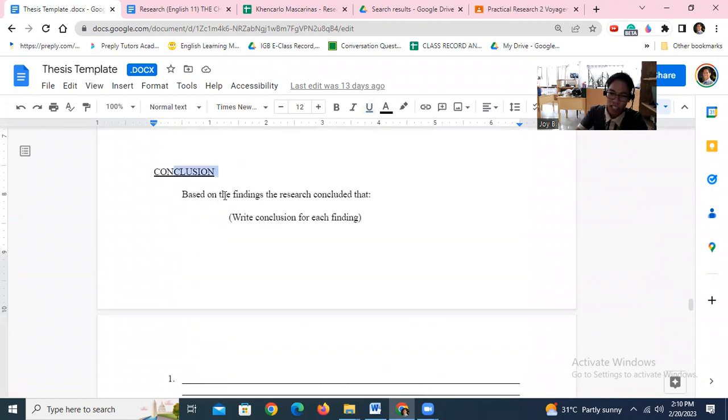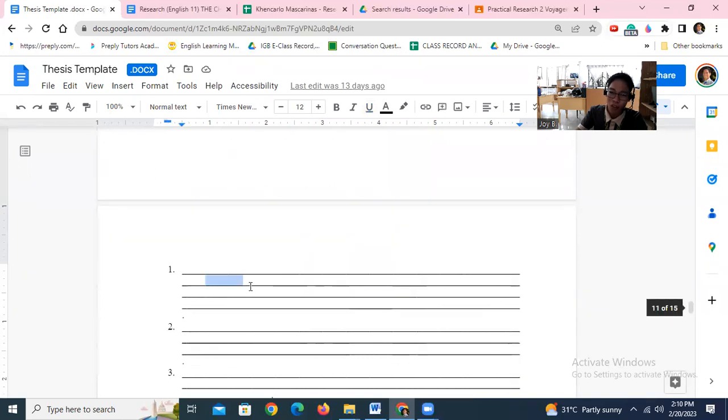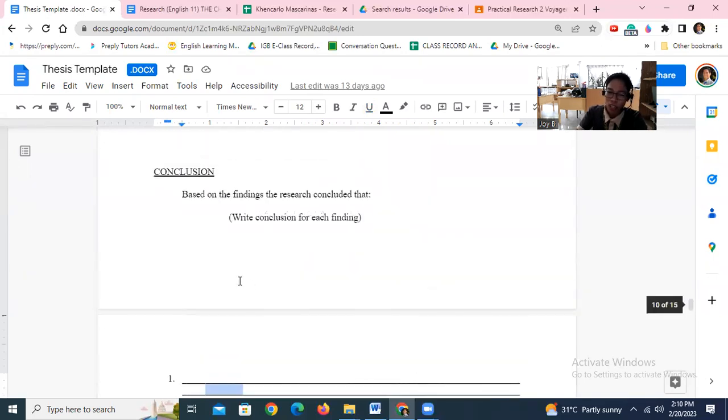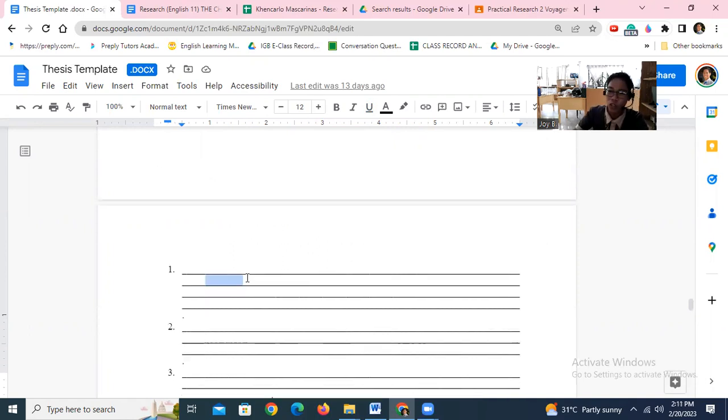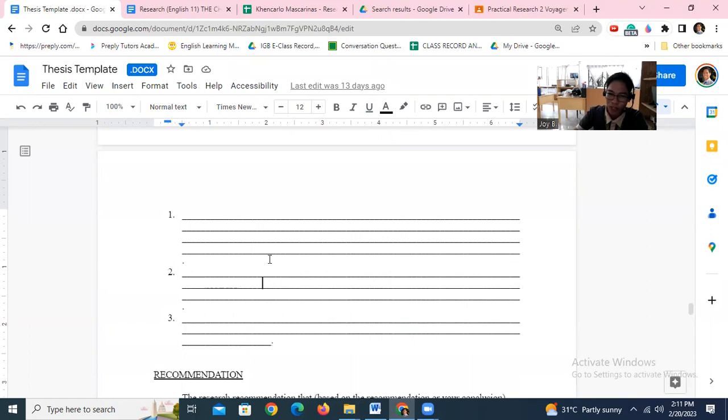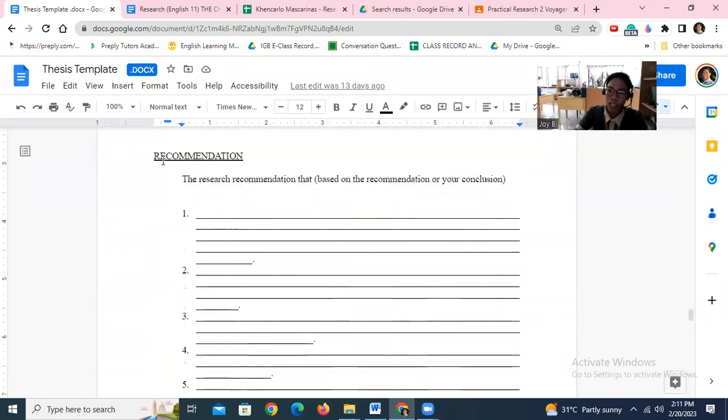Then conclusion, based on the findings, the researcher concluded that. So anong masasabi mo? For example, sa anime addiction. So you concluded that there is a significant difference between boys and girls. Tapos na-addict pala ang mga bata because they say that it's good for their health and so forth. So you conclude here, you write your conclusion. Ano masasabi mo? Okay? Then last part is we have the recommendation.